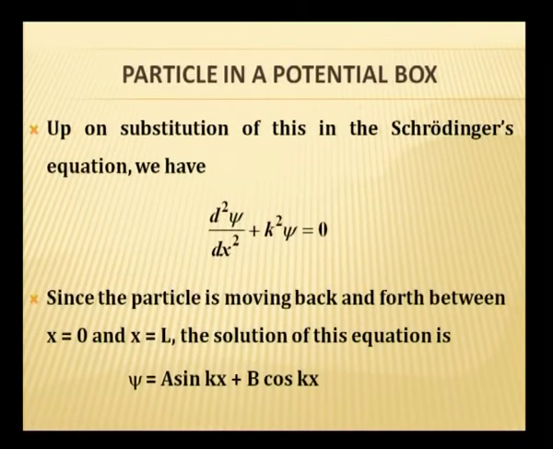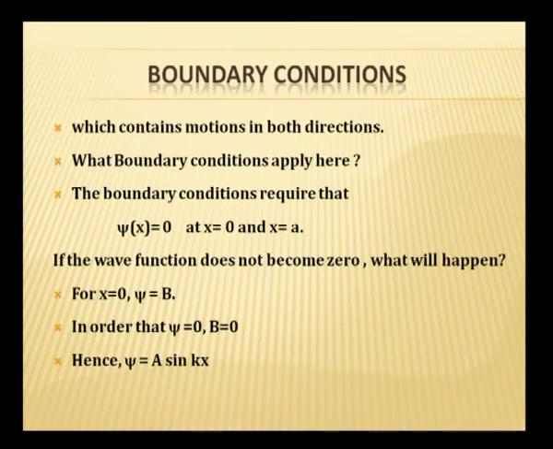So, for the particle which is moving back and forth between the end points in the box, the solution for the second order differential equation, d square psi by dx square plus k square psi equal to 0, will be psi is equal to a sin kx plus b cos kx. So, you can have either a sin kx or b cos kx. It is a linear combination which contains motions in both directions.